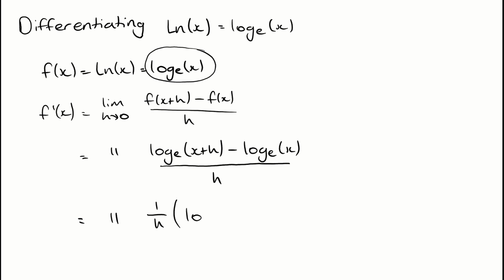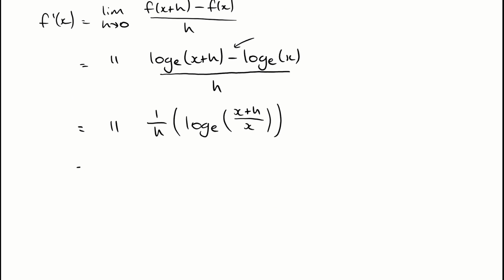Now I can use my log laws to simplify that numerator to become log to the base e of x plus h over x. So we've got a subtraction here in our numerator. Okay, so we can use the subtractive law or the difference law for logarithms, and we take our x plus h and we divide it by x. Now, instead of writing 1 over h, we're going to do a little trick here, and I'm going to write 1 over x times x over h. Okay, so you can see there that that fraction would still simplify down to 1 over h.